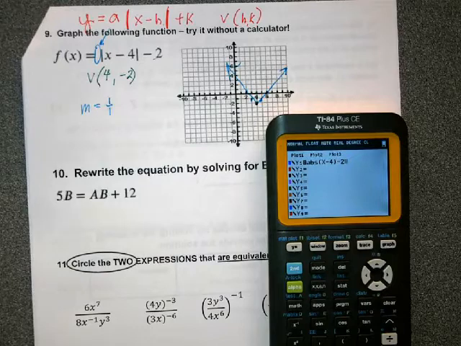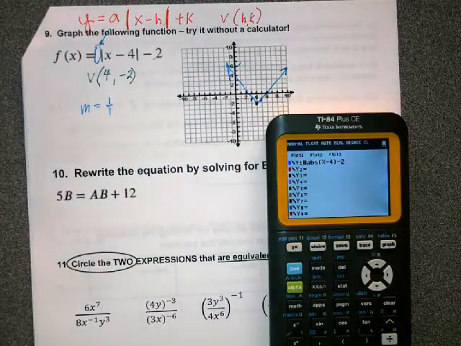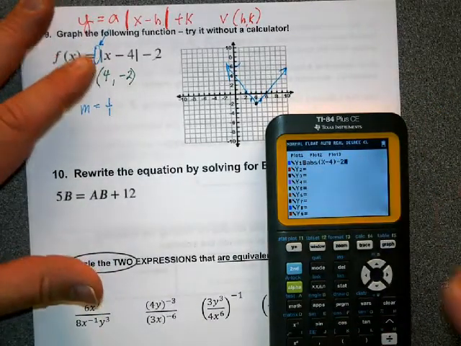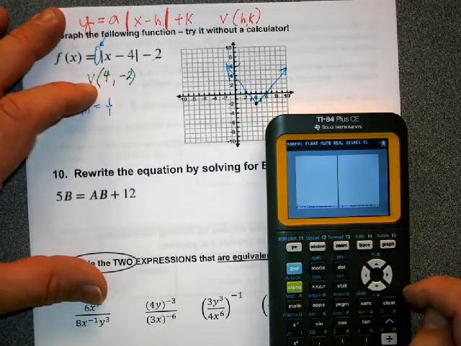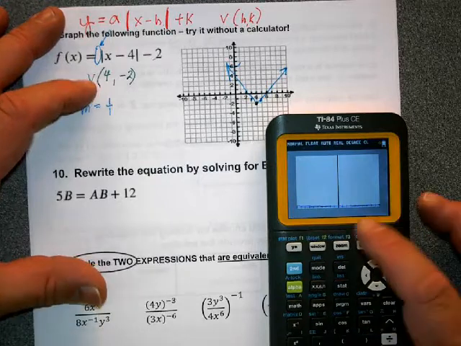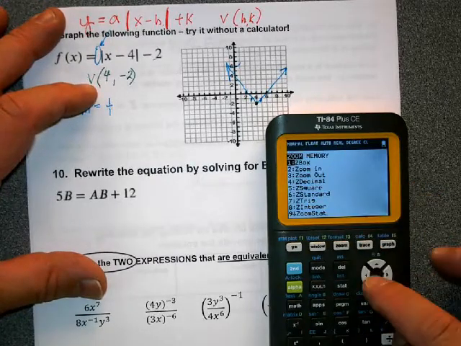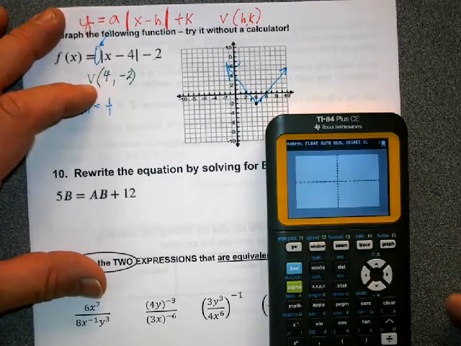I think your operating system might be updated on your calculators. You might actually have absolute value bars there. Graph it. And I didn't go back to Zoom Standard. I should have gone to Zoom Standard. And there it is.